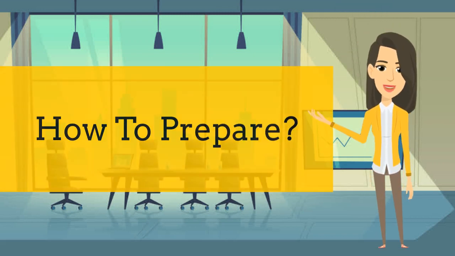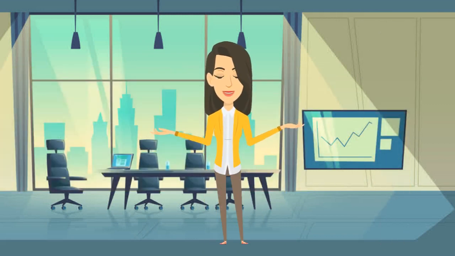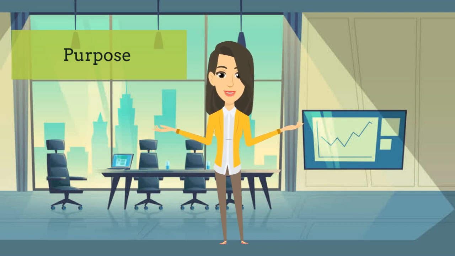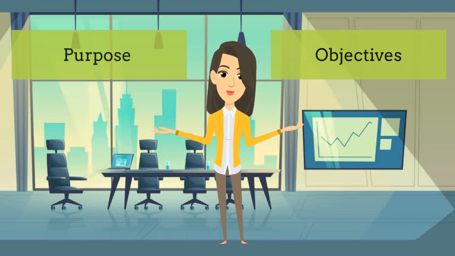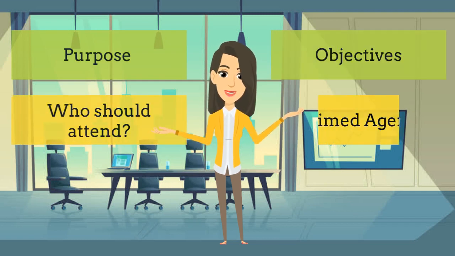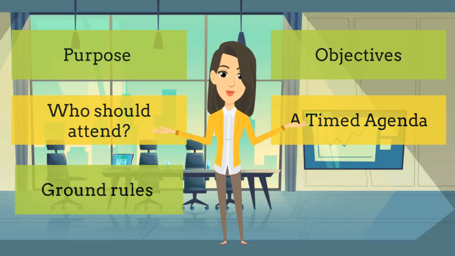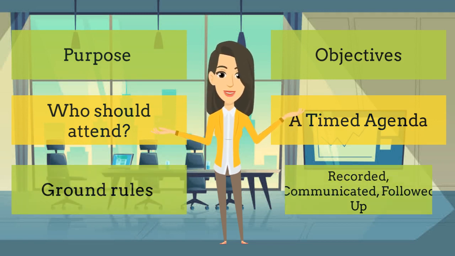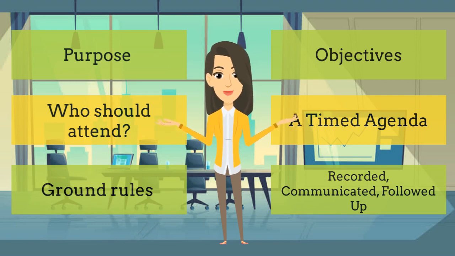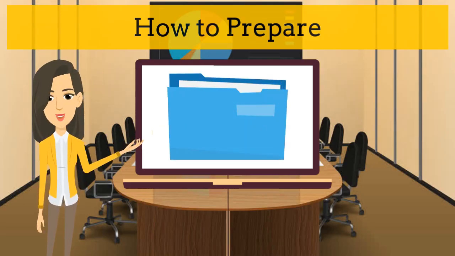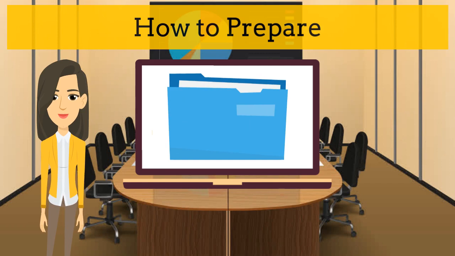Let us look at how to prepare for it. Make the following clear before and at the start of the meeting. Purpose of the meeting. Objectives of the meeting. Who should attend. A timed agenda. Ground rules for the meeting. How actions will be recorded, communicated, and followed up. Keep relevant documents, files, or research handy.